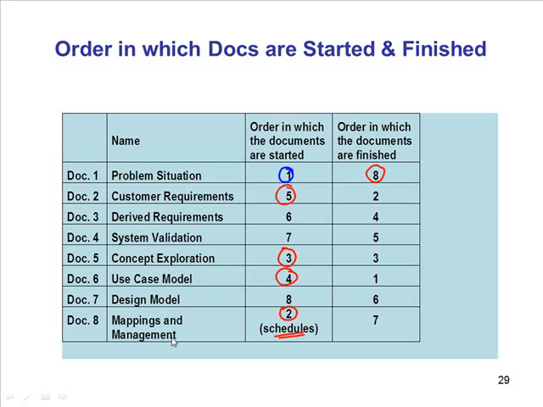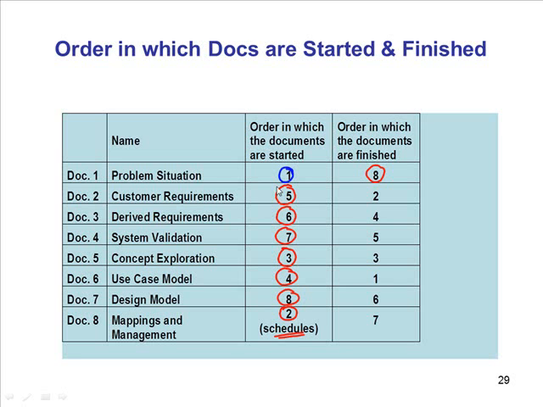From the use cases, you start looking at the customer requirements. This is just the order, okay? When you look at the problem situation, you'll also be interacting with the customer at that point. Then you start doing your customer requirements, writing those down. Then from the customer requirements, come up with your derived requirements. And then number seven, system validation. And the last one is going to be the design model. So you're going to do design after you've done everything else. That's when you start doing your design.